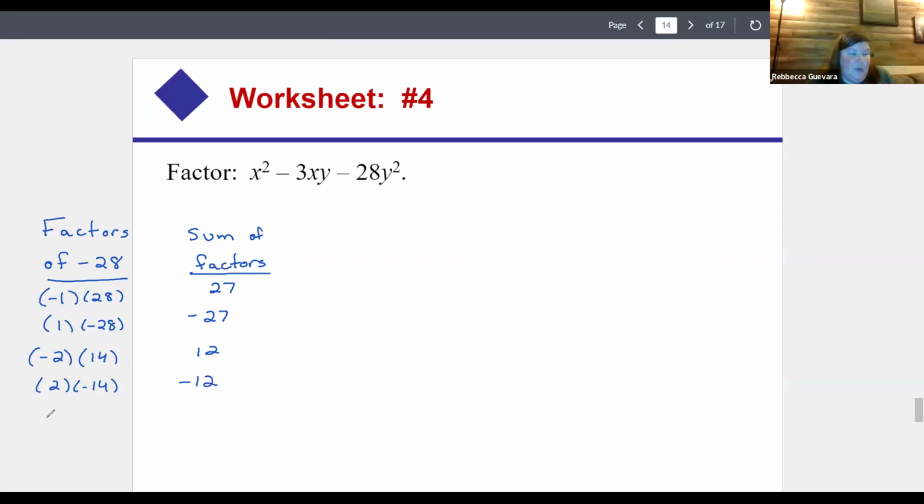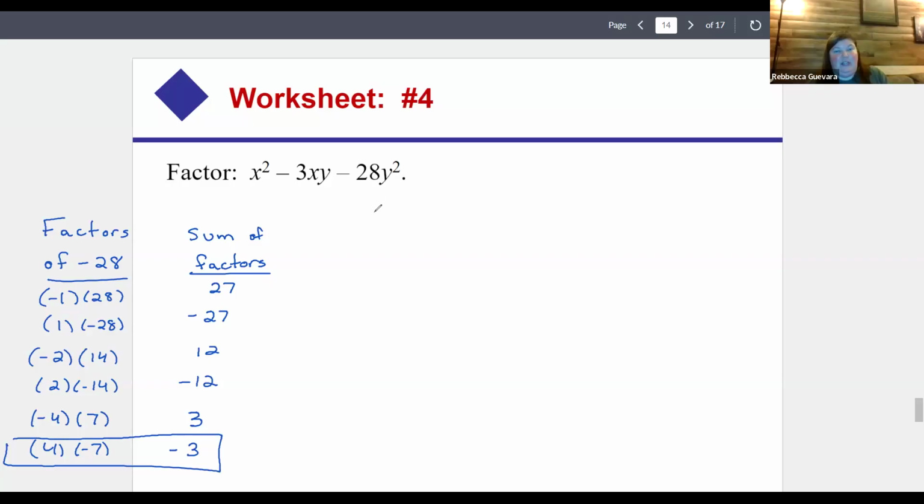We'll see what we're missing here. 7, I think, is my only other one. 4 and 7. So if we do negative 4, then we would have 7. The sum of those would be a positive 3. And then if I do positive 4 times negative 7, because those both multiply to negative 28, that will give me a negative 3. So there I have my factors.